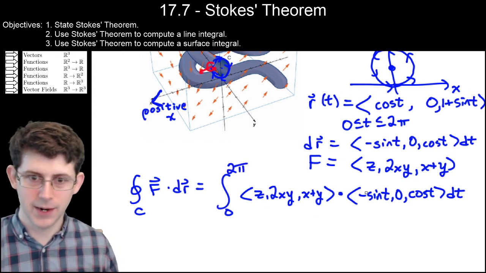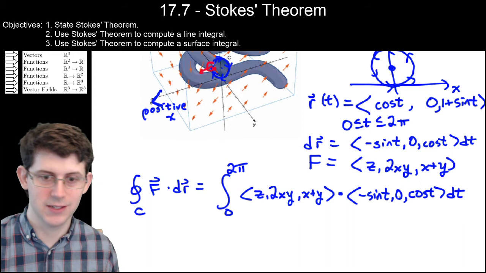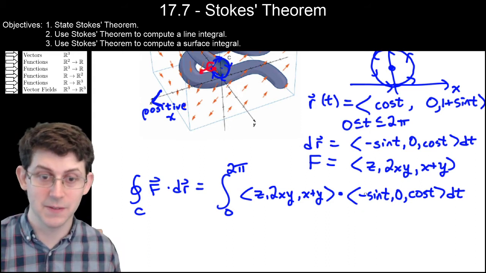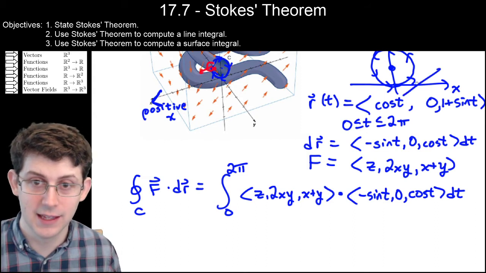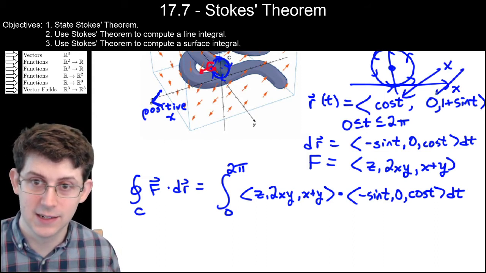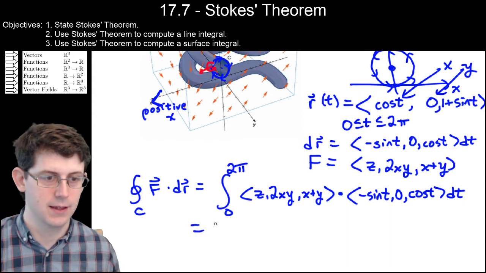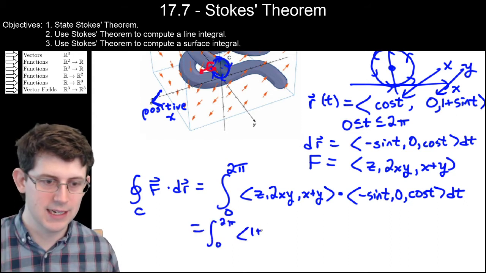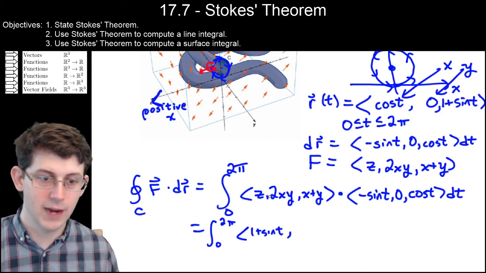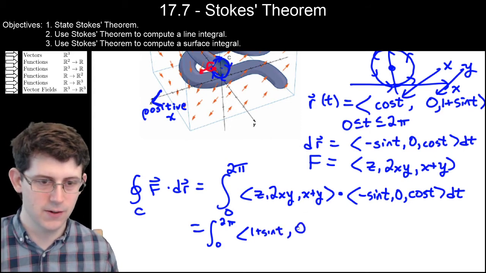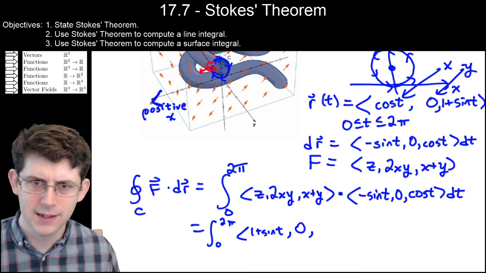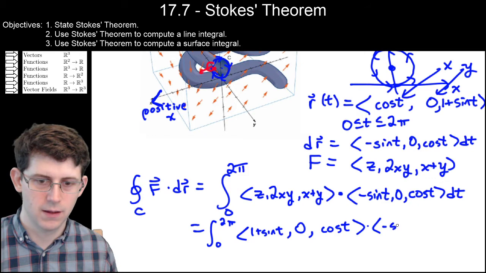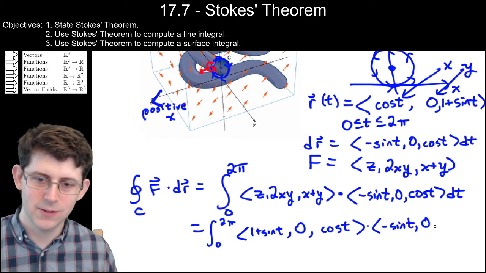Now I need to do this dot product, but it looks like a total disaster because there's t's and x's and y's and z's and everything. Right, the parameterization rescues me from that. The parameterization tells me that this is x and this is y, and so on. So what's z? z is 1 plus sine t. 2xy, well, y is 0, so that's 0. x plus y is cosine t plus 0.